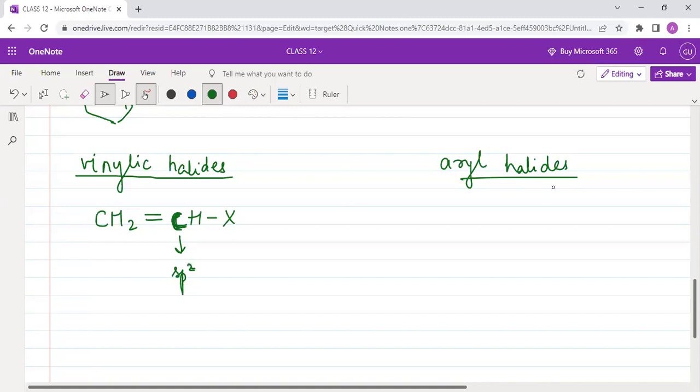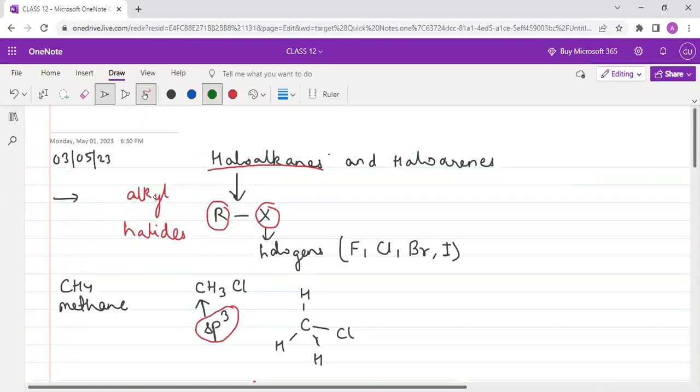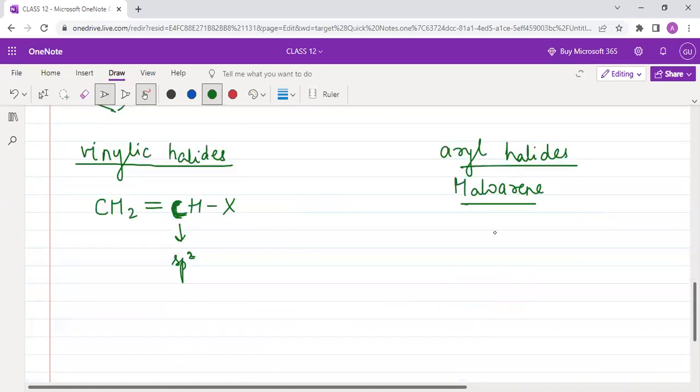Now, next is aryl halide. Aryl halides are also called haloarenes. The chapter is haloalkanes and haloarenes. The other name of haloalkanes is alkyl halides, and the other name of haloarenes is aryl halides. So you should remember the general names also. If the halogen atom is directly bonded to the benzene ring, it is called haloarene or aryl halide.